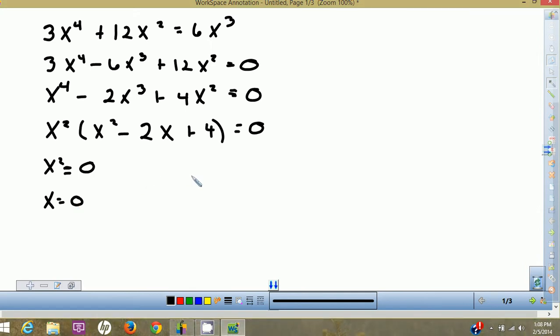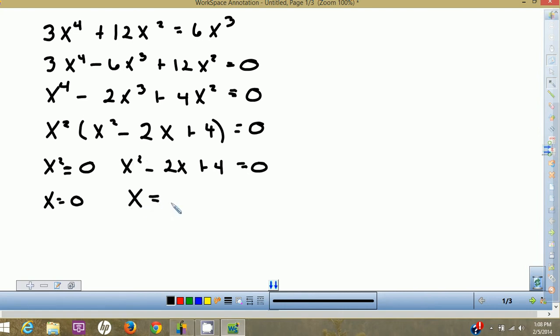But what about this? This doesn't factor, this x squared minus 2x plus 4. It is a factor. I need to set it equal to 0. x squared minus 2x plus 4 is equal to 0. But if it won't factor, how are you going to solve it? Well, how about we use the quadratic formula? I've got this to a quadratic. I have a power of 2, so I can plug it in the quadratic formula.